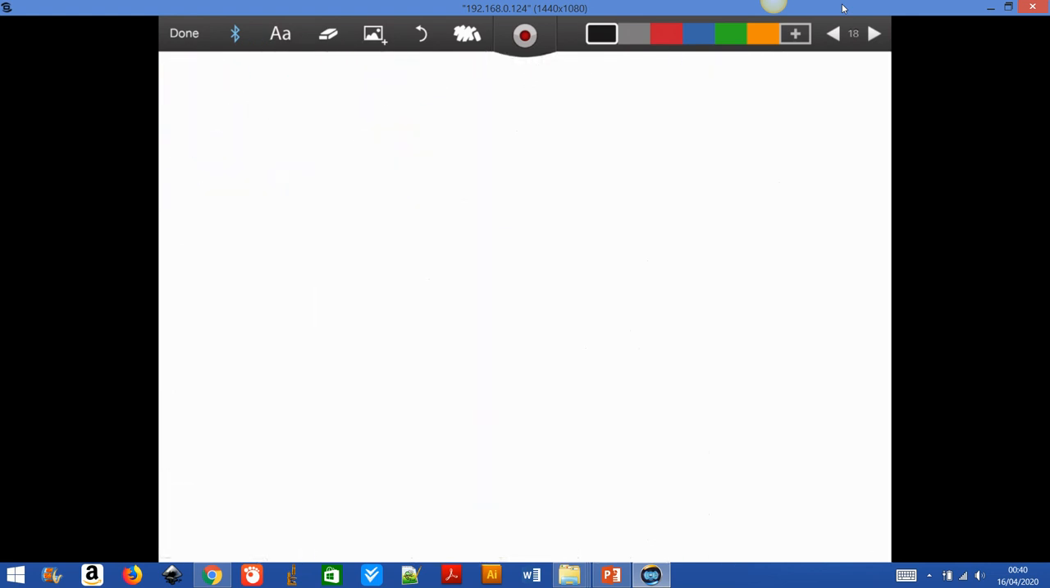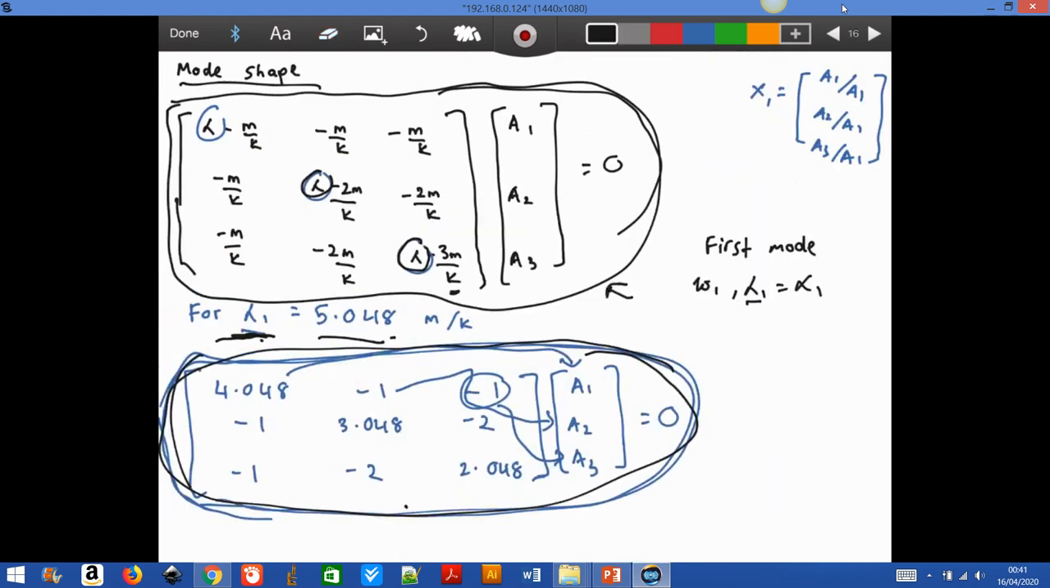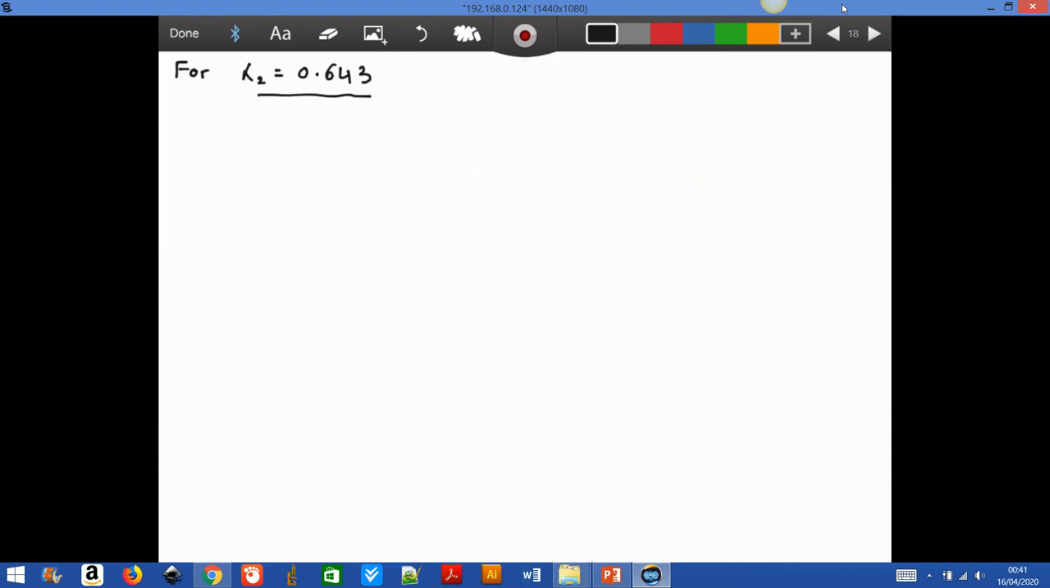Okay, for the second mode, same approach. You recall back that equation, but now you need to use the second lambda. So for lambda 2, which is 0.643, again, replace the 0.643 in this matrix, and it becomes something like this, a different value. Then you convert it into three equations. The equations that I will get: -0.357 a1 minus a2 minus a3 is equal to 0. That is the first equation.